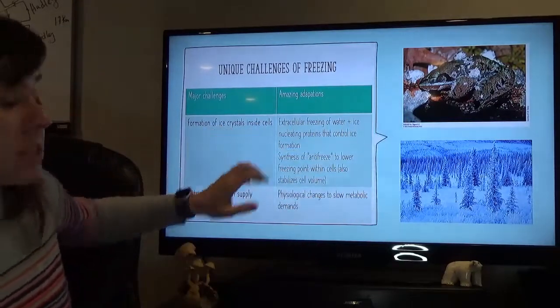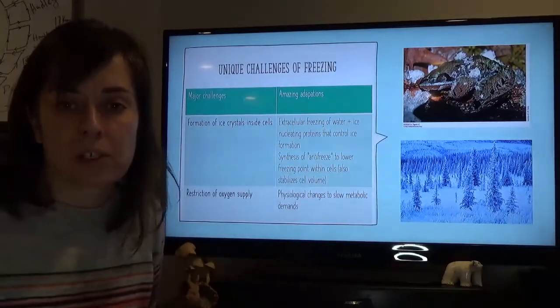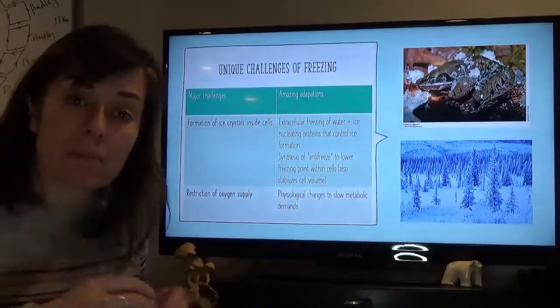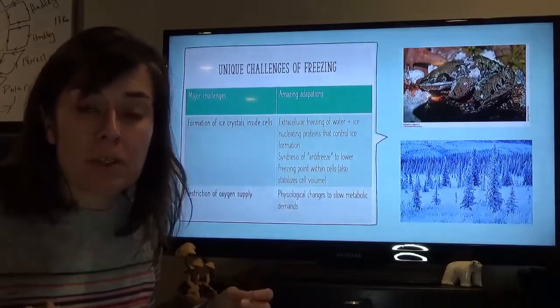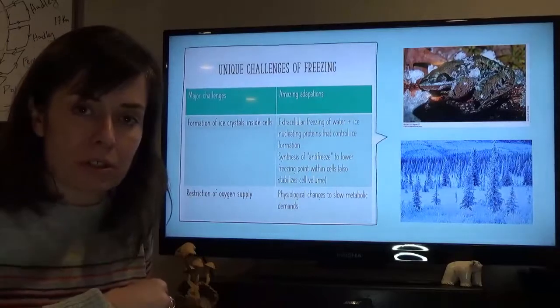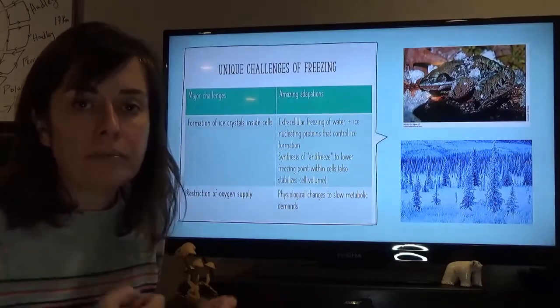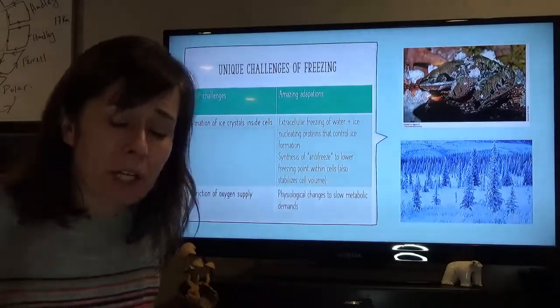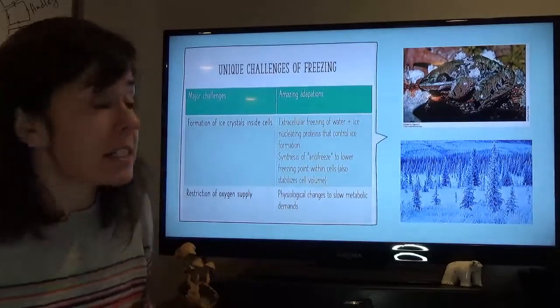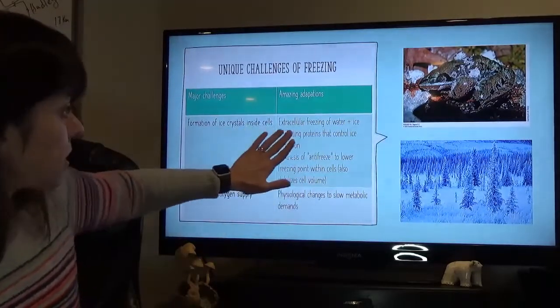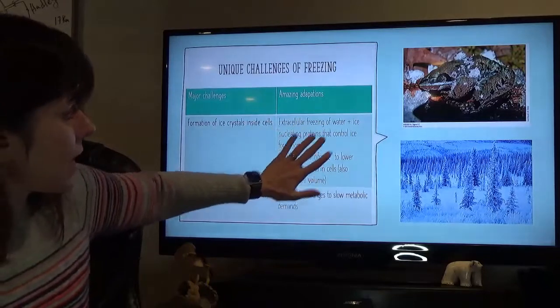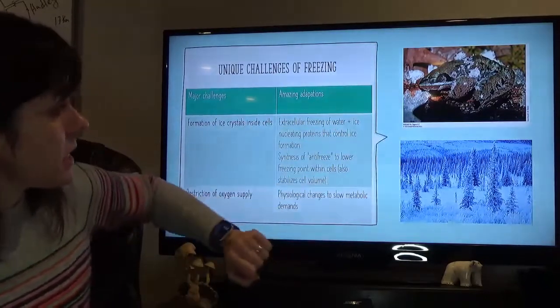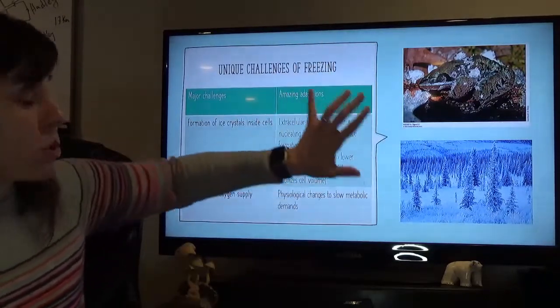the formation of ice crystals inside the cell. If you form ice crystals inside a cell, whether it's a plant or an animal cell, that cell will typically be killed because those ice crystals puncture the cell wall, or the cell membrane, and the cell dies. So there's all kinds of neat adaptations that these species, whether plant or animal, use to avoid that.